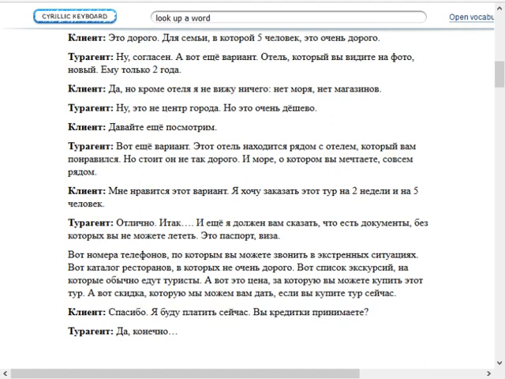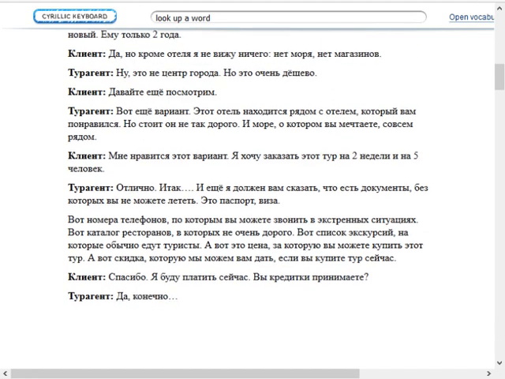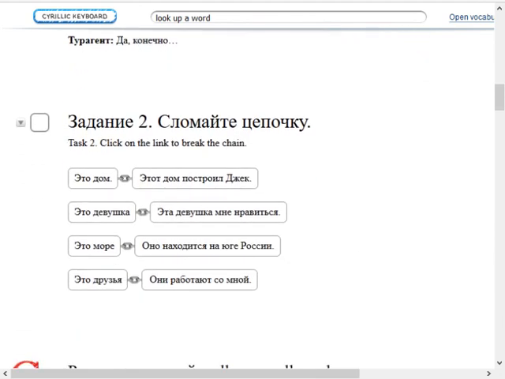Okay, and the client says, thank you, I will pay now. Do you accept credit cards? Да, конечно, yes, of course. So there you go. I think it's been made pretty clear how you use the word который in everyday speech. Here we have four simple examples, and it just says click on the link to break the chain. You don't have to do anything other than click on these links to complete this exercise.